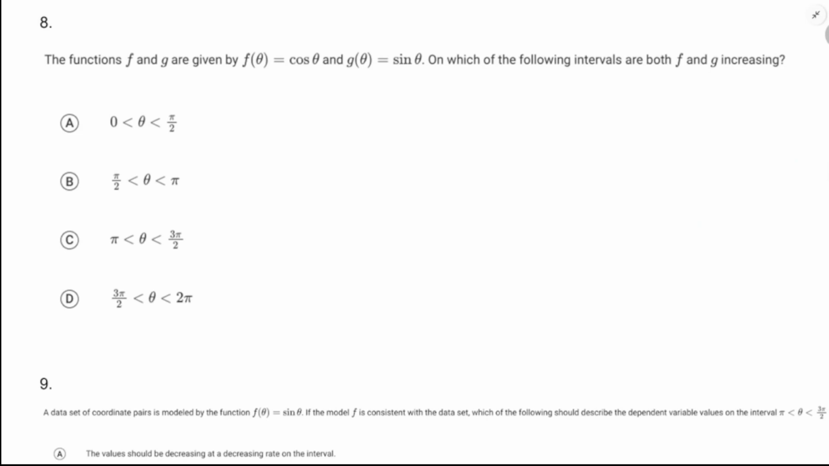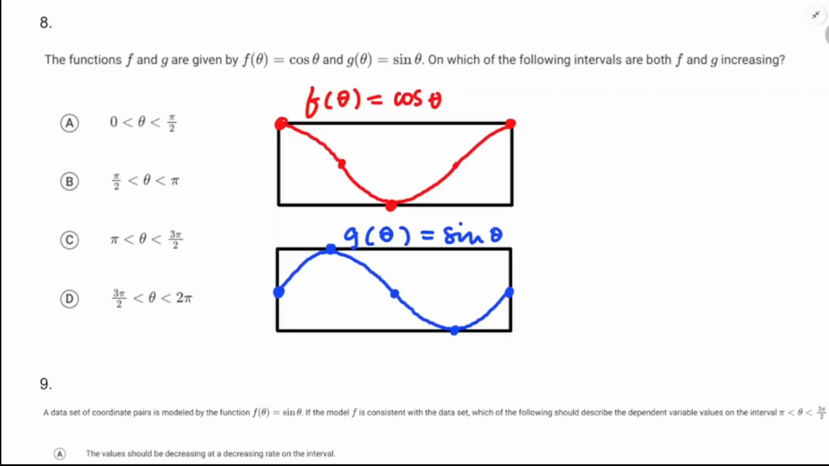So if f of theta is cosine theta and g of theta is sine theta, where are both f and g increasing? Well, I think they're giving me intervals that are kind of sub-intervals of 0 to pi over 2. So what I'm going to do is make a box for both of them. Okay, I can label both of these with their input values. We're graphing both of these on the very standard 0 to 2 pi window, so that makes this pi, half of pi, and 1.5 pi right there.